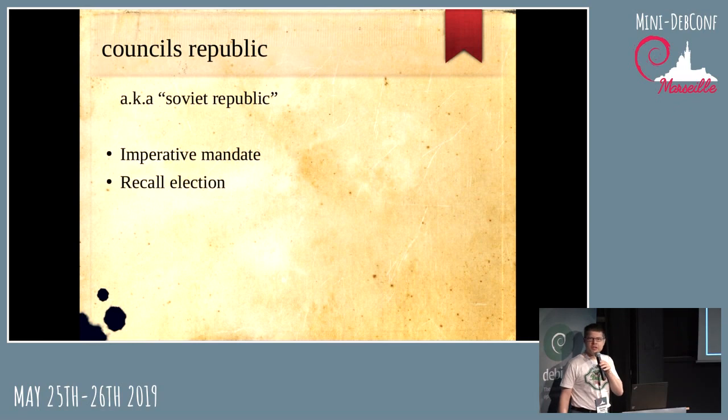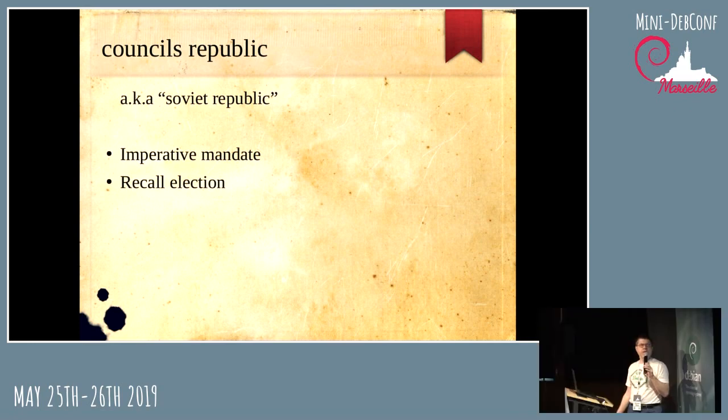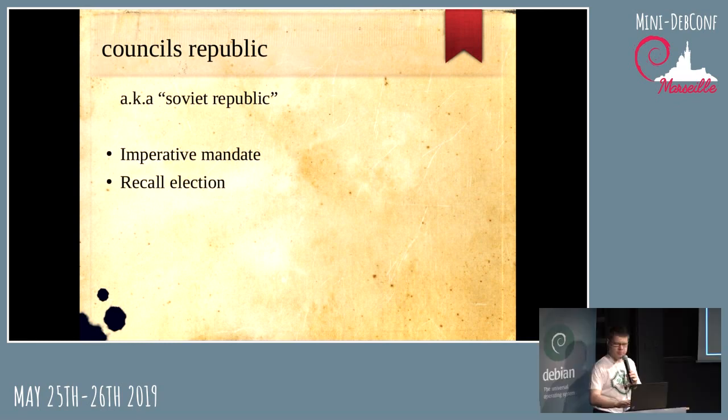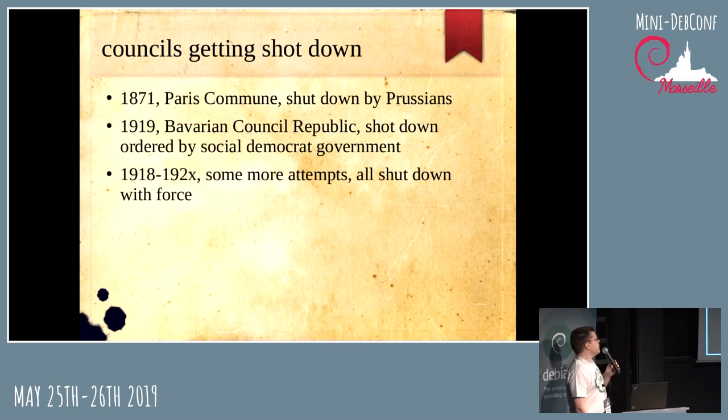And yeah, what else? My father always told me democracy is the best thing that could ever be invented, which is a lie, because people thought about a council's republic, also in Wikipedia called Soviet Republic, to make it sound scary. And important things are you have an imperative mandate, people you send out, you tell them how they should decide, and you can recall them at any point in time if you lose trust in them. And yeah, this has been tried in history. It has been tried in Paris. It has been shut down by the press. I'm sorry for that. It has been tried again after World War I in Munich. It has been shut down by Social Democrats. And it has been tried many more times, and all of them have been shut down. And I have learned about none of these events in history class, but you can still look them up in Wikipedia. You only need to know about them.